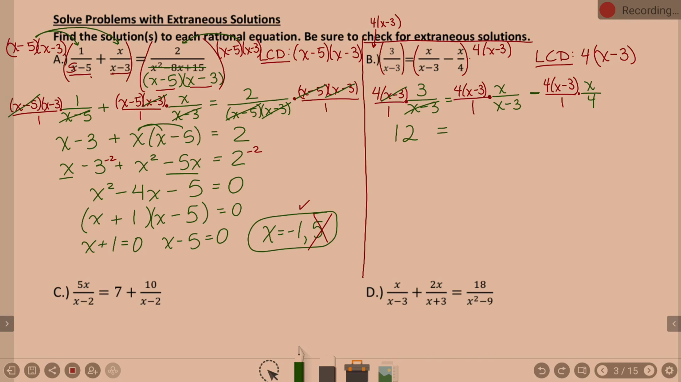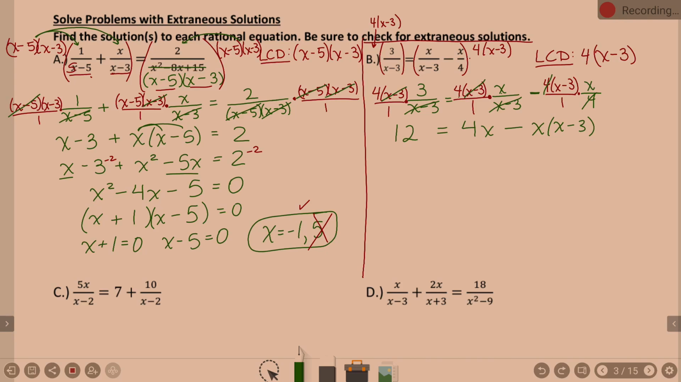On the right, what cancels? X minus 3 cancels with x minus 3, leaving me with 4 times x, or in other words, 4x. Minus, note that next one is a minus. What cancels? 4 cancels with 4, leaving me with what pieces? An x and an x minus 3. And like he said, I like to put the x first, just because what's my next step going to be? We're going to have to take that x and we're going to have to distribute.